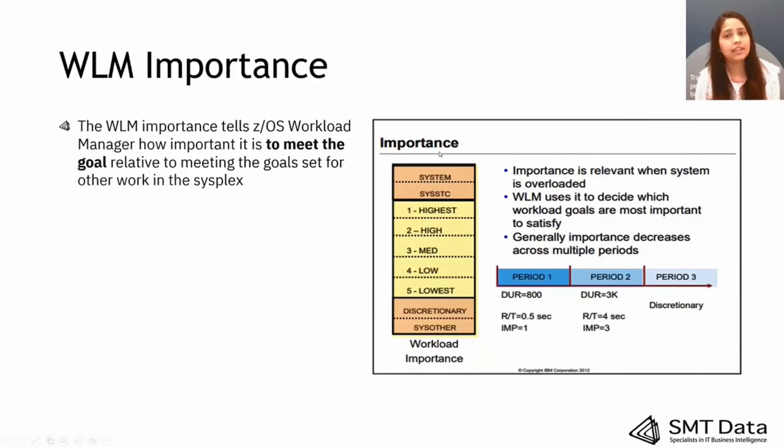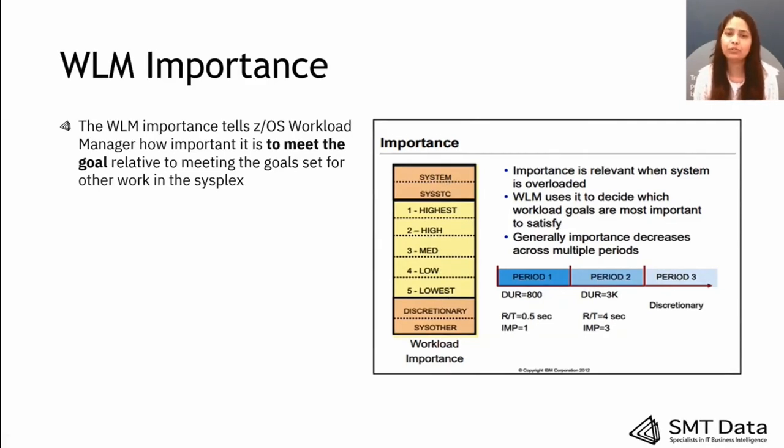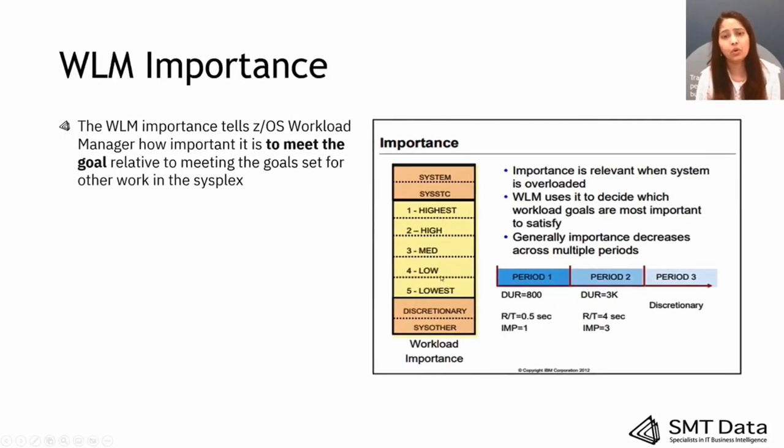You can see in this diagram, system and STC are always in the higher priority. The highest is 1, high is 2. Generally, all the transaction workload will use these two, like CICS or DB2 DDF. And medium, low, and lowest, you can decide which one to give to your batch. If it's a high batch, you can give it high, otherwise medium. If it's a low batch, based on the criticality and your SLA, you can use the importance.